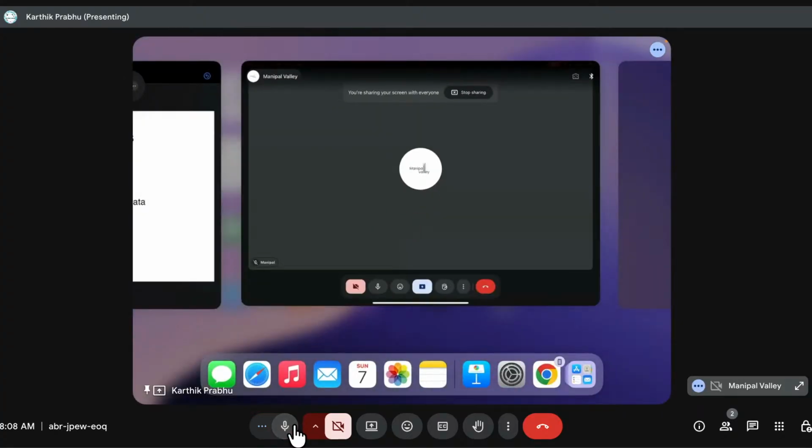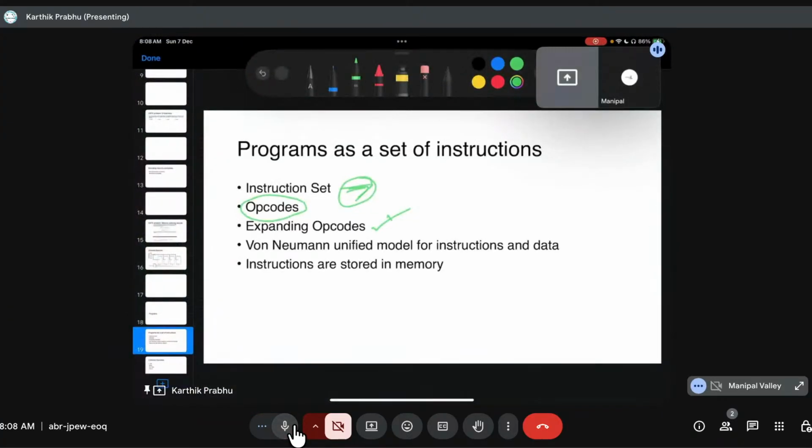Yeah. So coming back to programs as a set of instructions. We have the Von Neumann unified model. What does this mean? I will explain this in more detail in later slides. But the basic idea is that instructions also need memory. Obviously, right?